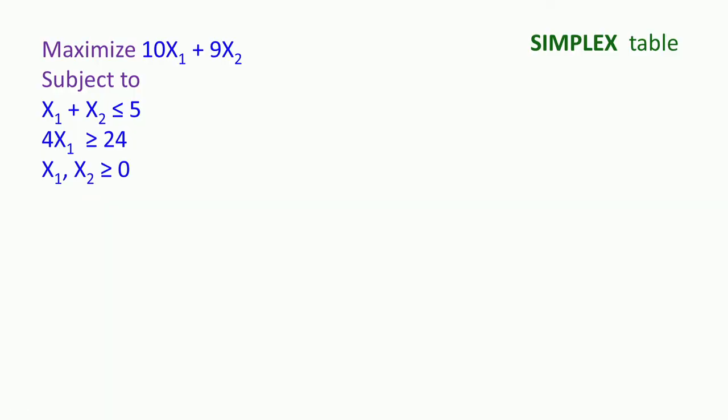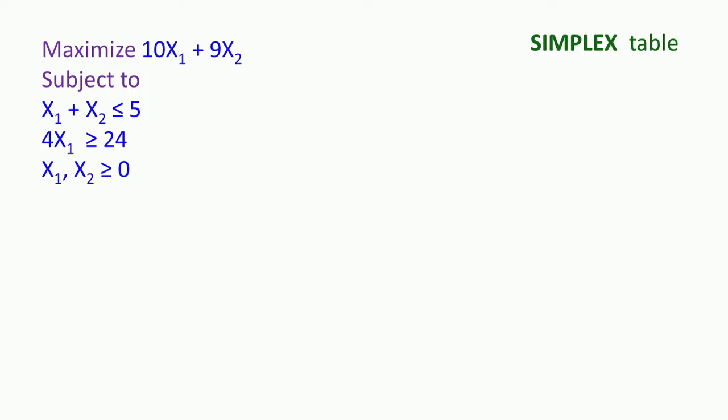So, let us consider this linear programming problem with two variables and two constraints. It is a maximization problem with 10x1 plus 9x2, a familiar objective function, but the constraints are different. We have x1 plus x2 less than or equal to 5 and 4x1 greater than or equal to 24, with x1, x2 greater than or equal to 0.